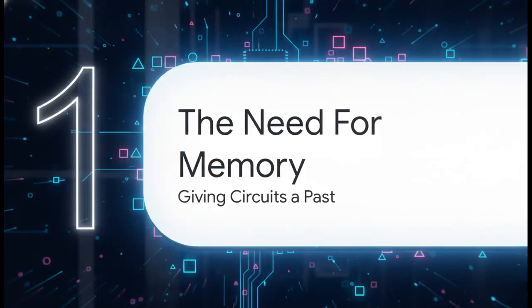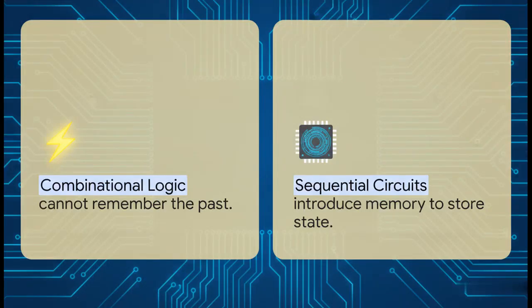Section 1. The need for memory. Giving circuits a past. To really grasp this, we need to look at two competing paradigms. First, combinational logic. This acts strictly on the present, outputting a result based only on current inputs. The second the inputs change, poof, the previous state is gone forever. But sequential circuits introduce a massive paradigm shift: memory elements.